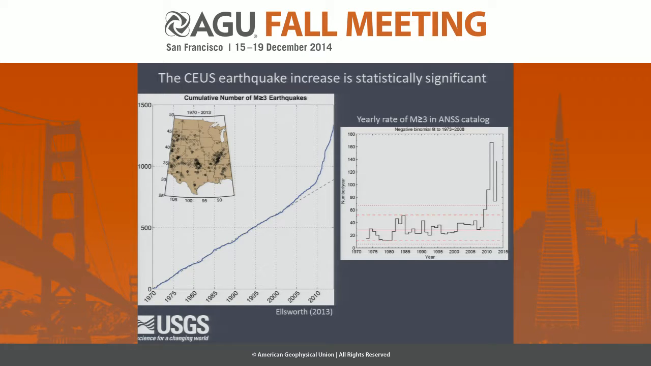You can also see that in this figure here on the right, which is just showing the binned yearly rates of these earthquakes from 1973 to 2014. And the red line here shows the expected rate based on the earthquakes that occurred before 2009, with the dashed and the dotted lines showing the 95 and 99% confidence limits of that rate. And you can see that the annual rates from 2009 onward are all significantly higher than that expected rate by factors of 2 to 4.